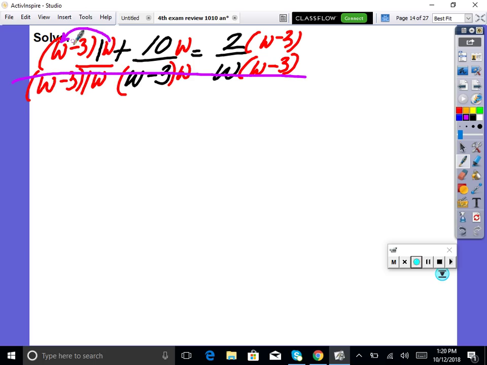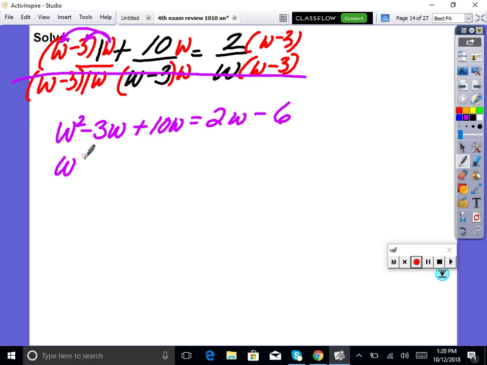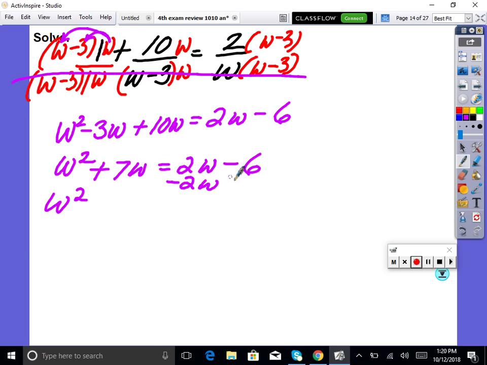So now w times w is w squared. W times negative 3 is negative 3w. Then I have times 1, so that's why that stayed the same. Then I have plus 10w is equal to 2w minus 6. Combining like terms, well, it's a quadratic actually, so we're going to have w squared plus 7w equals 2w minus 6. You'd say, when solving a quadratic, I get it set equal to 0, so I'm going to subtract 2w, add 6.